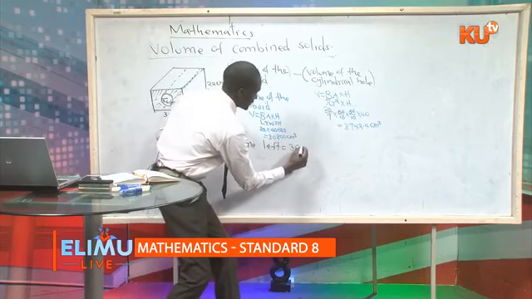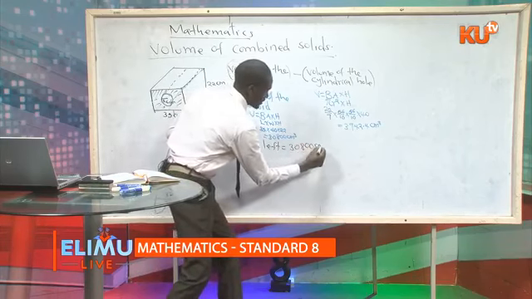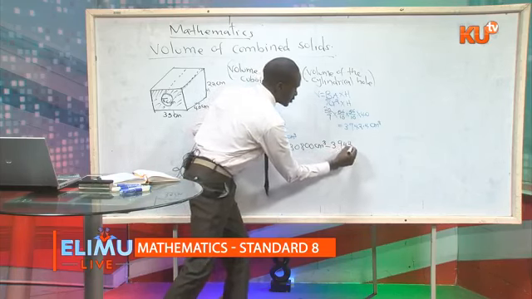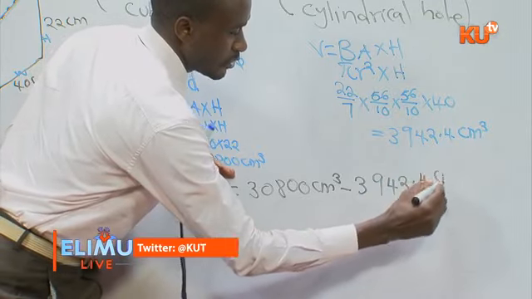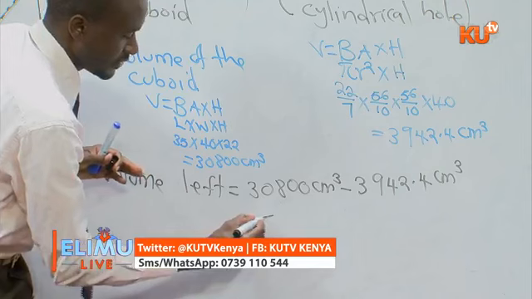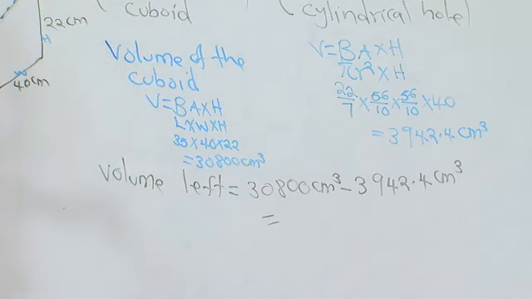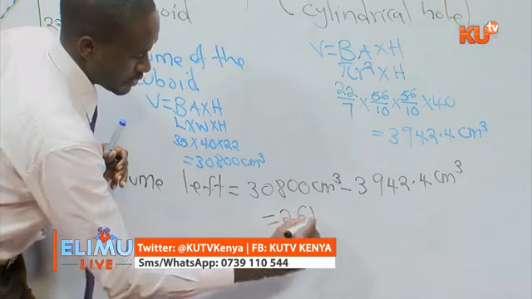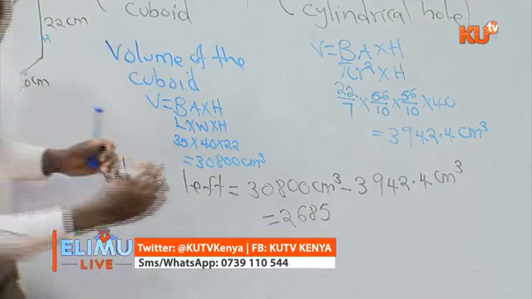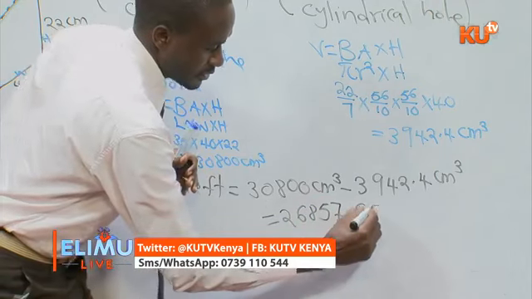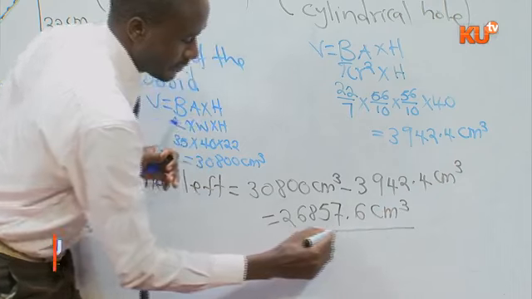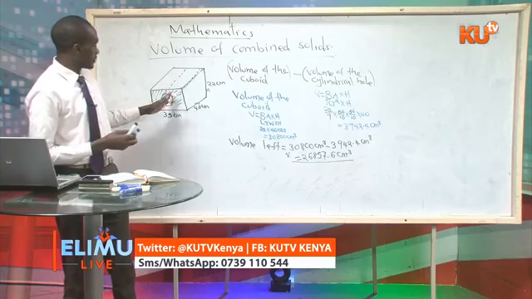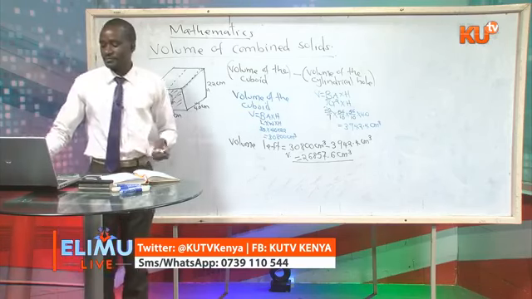That is 30,800 cubic centimeter, take away 3,942.4 cubic centimeter will give us 26,857.6 cubic centimeter. Then now you have the volume of the solid left.